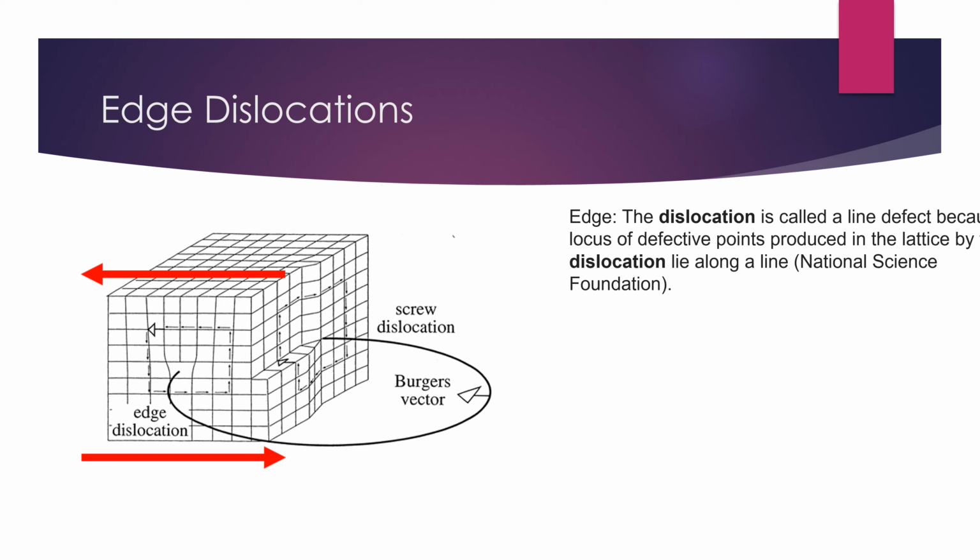An edge dislocation is called a line defect because the locus of defective points produced in the lattice by dislocation lie along a single line. And that's according to the National Science Foundation. So if we look at our edge dislocation, you'll see that everything is fine in the system until we get here. There is a line defect, and it falls along this line, and you'll see that there's a disturbance right here inside our structure. That's known as an edge dislocation.